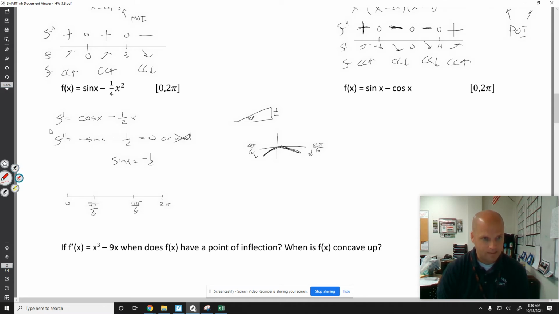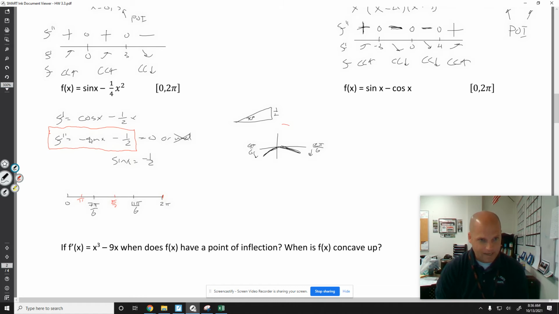I'm going to go back to this f double prime to check my signs. I'm going to plug in values that are easy to plug in to sine, like pi, like 3 pi over 2, and 2 pi. 2 pi is a good one to check because the next 0 is going to be all the way around the circle again, back to here, which will be 19 pi over 6. So 2 pi is a good one to check.